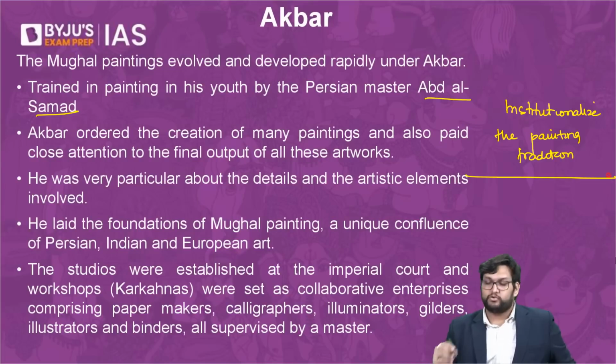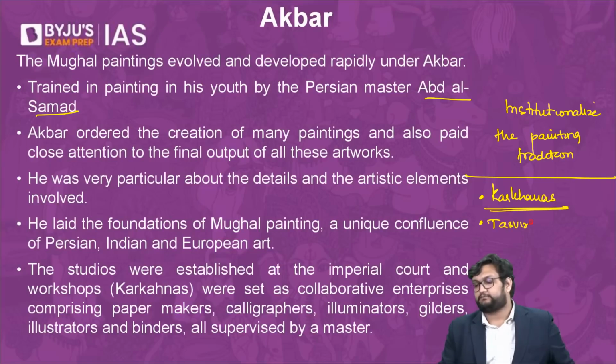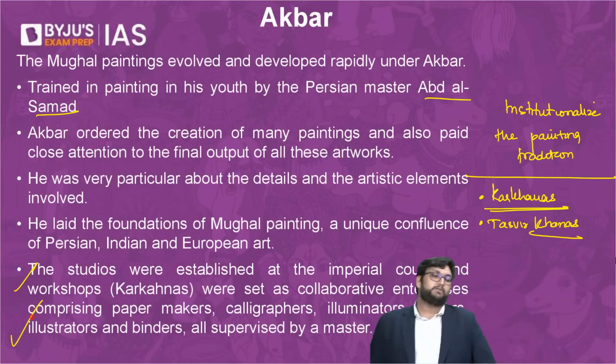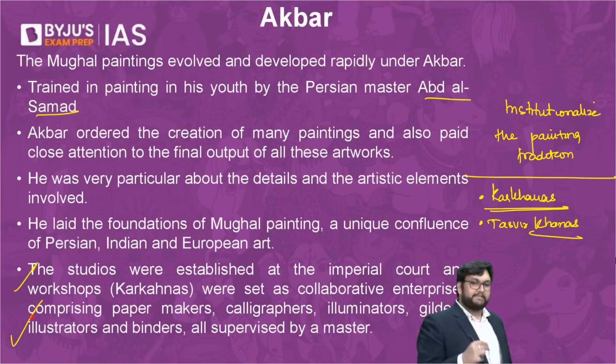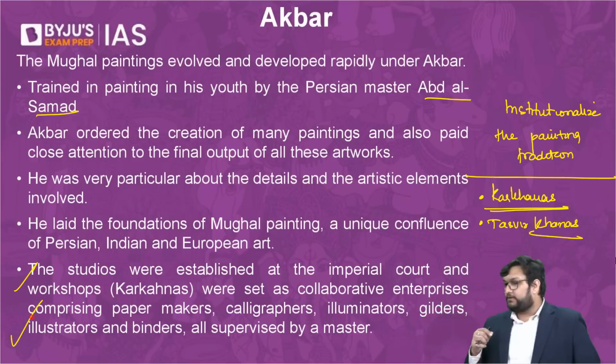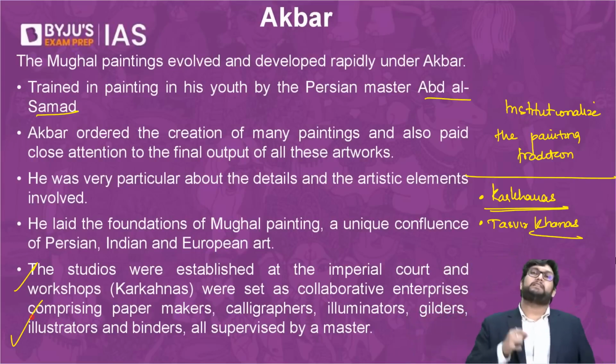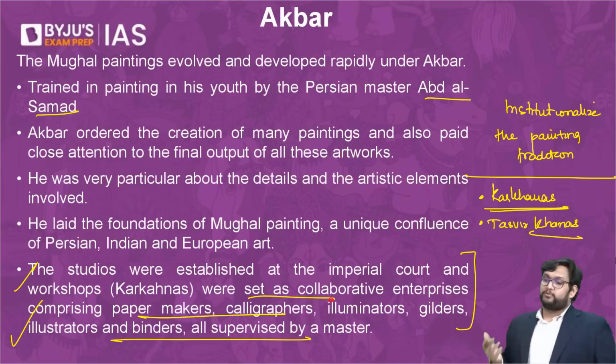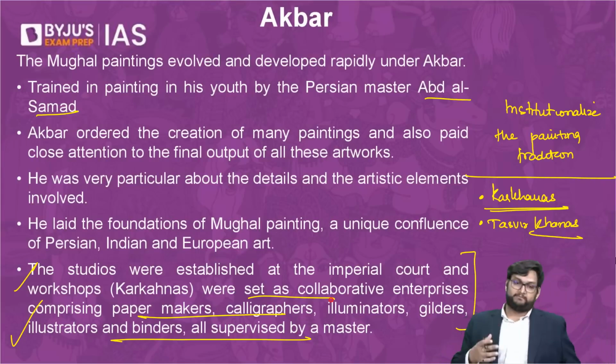And what he will produce is two things: karkhanas and tasveer khanas. In these karkhanas and tasveer khanas, what was being done was that he basically employed the painters as proper royal servicemen. And every karkhana used to have 8 to 9 different positions under which people were working.